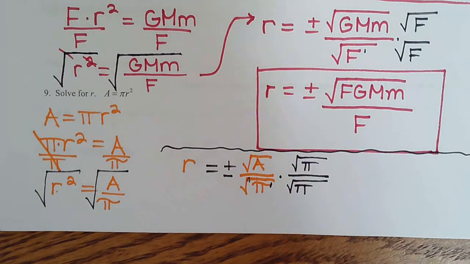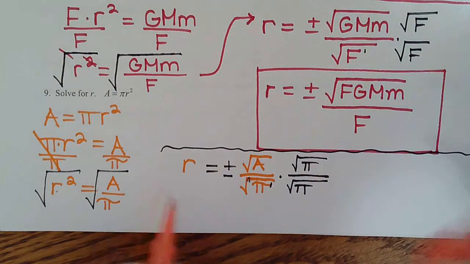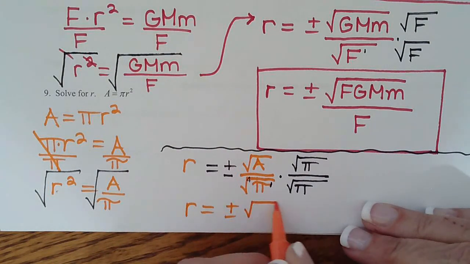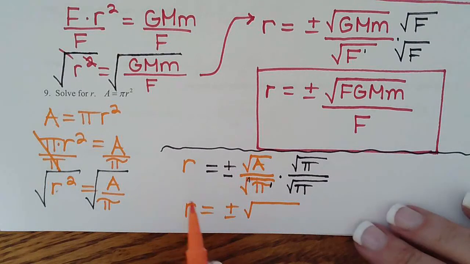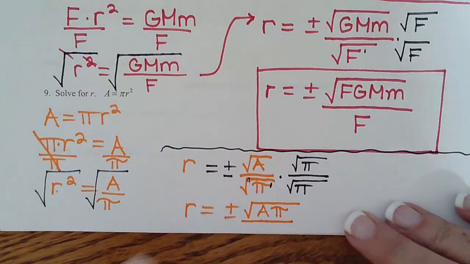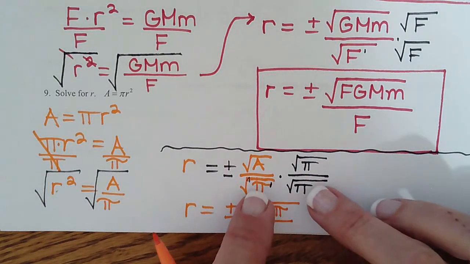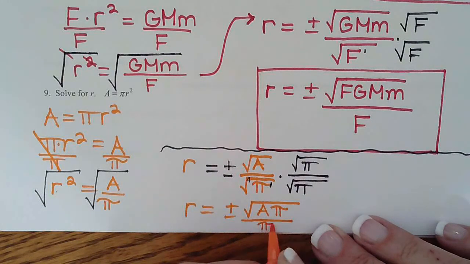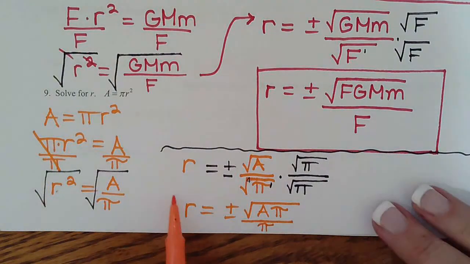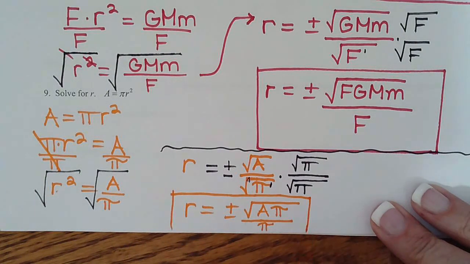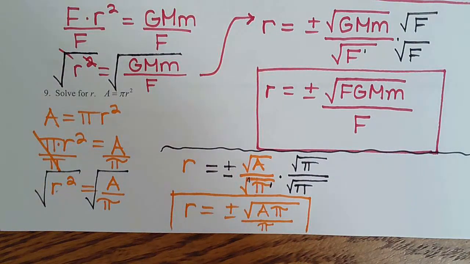So now we can finish our problem. r equals plus or minus. These are both under the square root, so we can just write square root of A pi, or pi A, over, in the denominator, 2 pi's pop out of the radical as a single pi. So there's my answer. Once I get r alone and the radicals are simplified and taken out of the denominator, we're done.